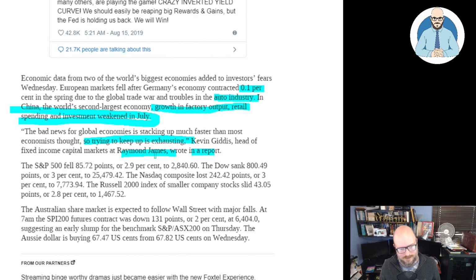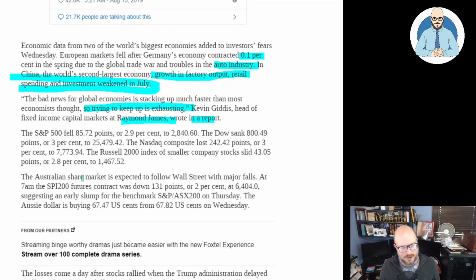The S&P fell 500, we've read all of that. The Australian share market is expected to follow Wall Street with major falls. At 7 a.m., the SPI 200 futures contract was down 131 points, or 2%, at 6,404, suggesting an early slump for the benchmark ASX 200 on Thursday. The Aussie dollar is buying 67.47 cents, down from 67.82 cents on Wednesday.